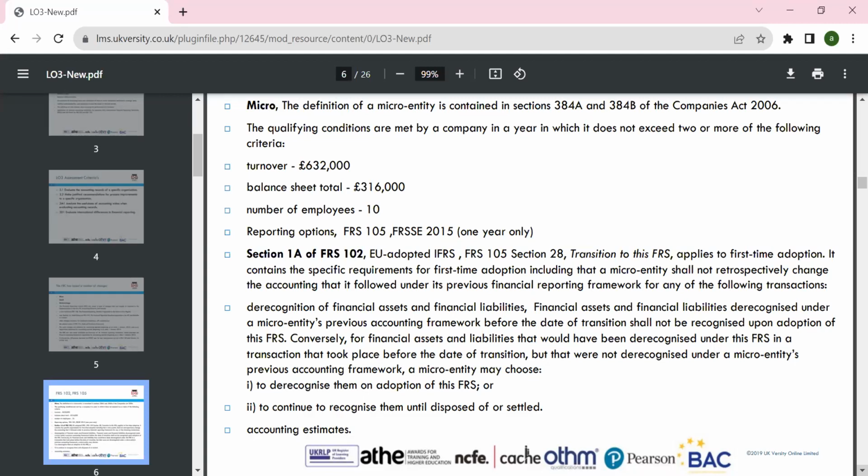Okay, so they carry on, but in future from that date we need to look at the recognition of financial assets and financial liabilities, and all which we need to de-recognize under the micro entity's previous accounting framework before the date of transition. Of course, always the transition period. Because one of the qualities of financial statements should be comparability, comparative figures. So if you're changing something this year, you need to make sure you change the previous year, because the two years' figures should be comparative.